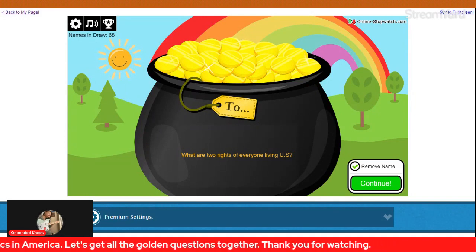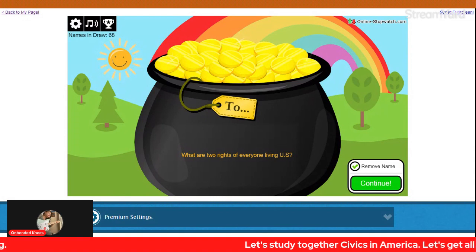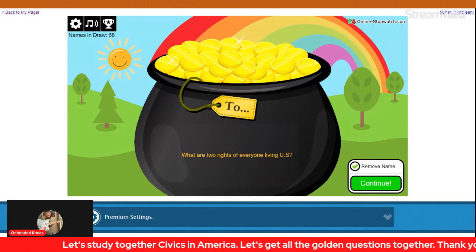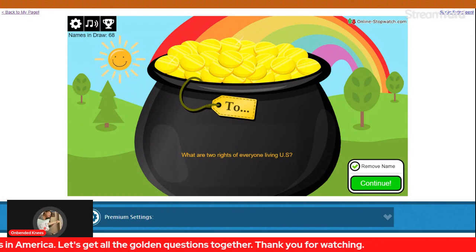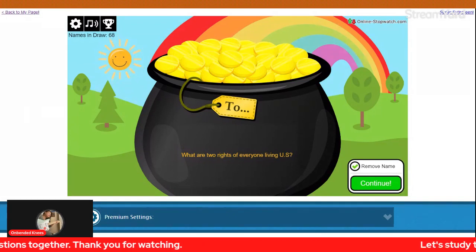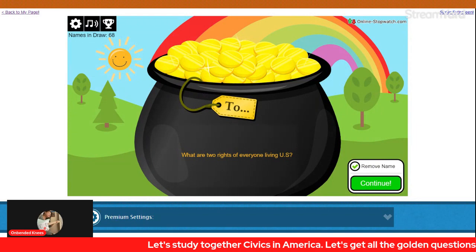Yeah, well, one responsibility that is only for U.S. citizens: serve on a jury, vote in a federal election. What is one right only for United States citizens? Your right is to vote in a federal election, to run for federal office. That's your right. But as a responsibility, to serve on a jury and vote in a federal election.